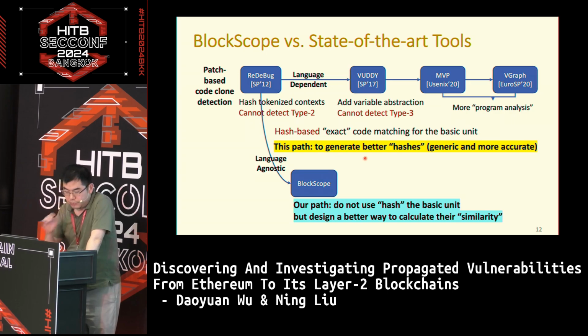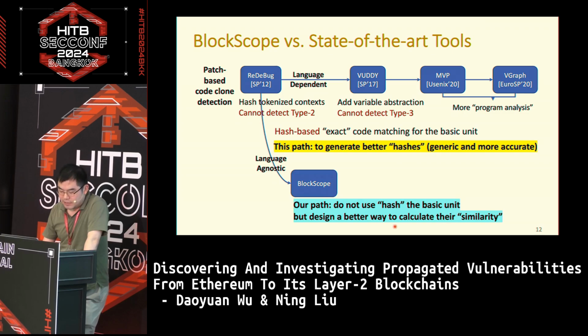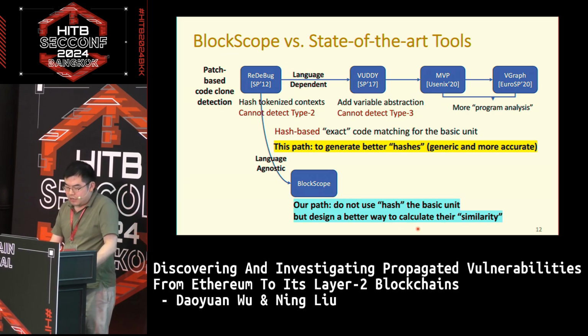But compared to their tools, our tool didn't use the hash as the basic unit. Instead, we use the similarity of the entire code blocks so that we can better handle these type 2 and type 3 variants. In order to do this, as the last slide mentioned, we designed a better way to calculate the similarity.